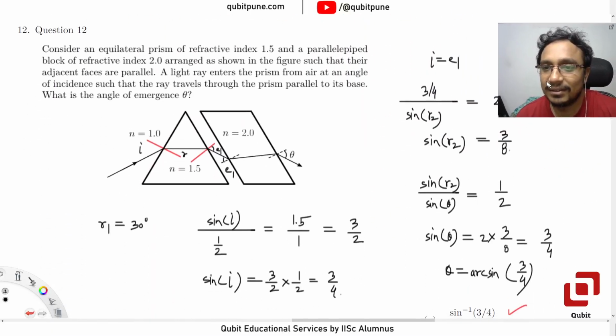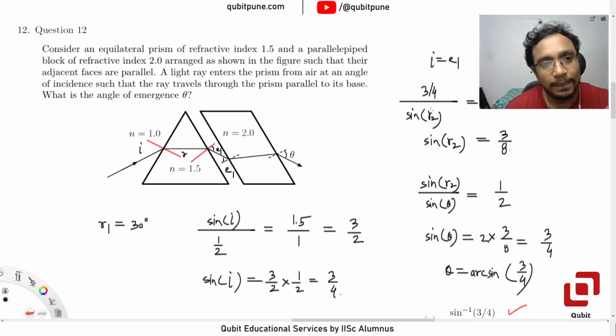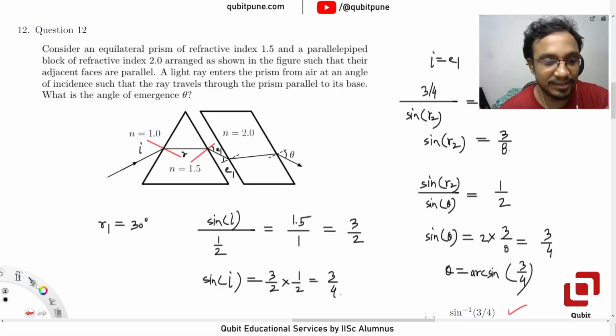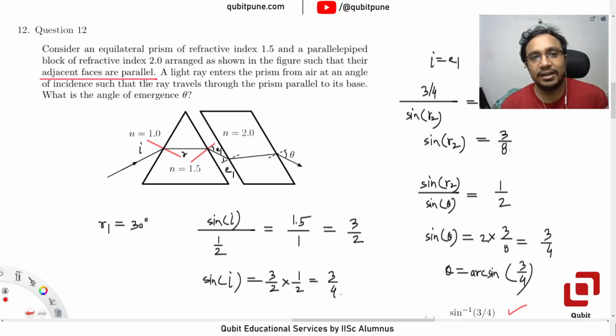Question 12. Should this be explained or did you people understand it? Consider an equilateral prism of refractive index 1.5 and a parallelepiped block of refractive index 2 arranged as shown in the figure such that their adjacent faces are parallel. Again, geometry at work. A light ray enters the prism from air at an angle of incidence such that the light travels within the prism parallel to its base. What is the angle of emergence theta?